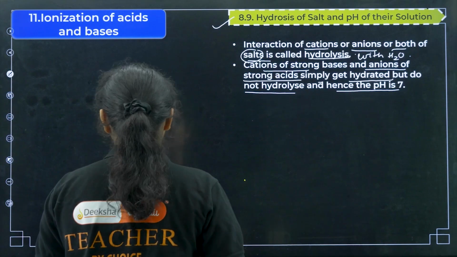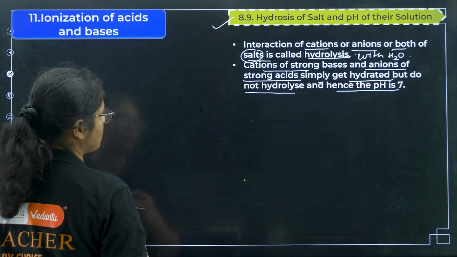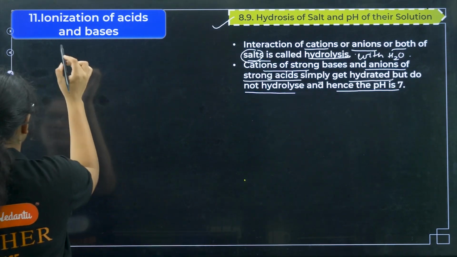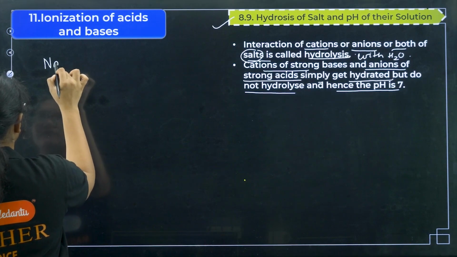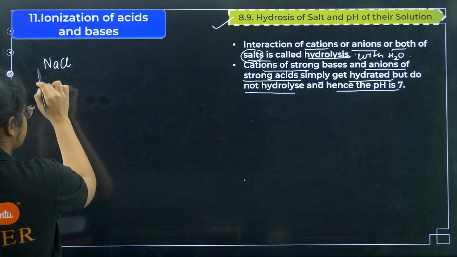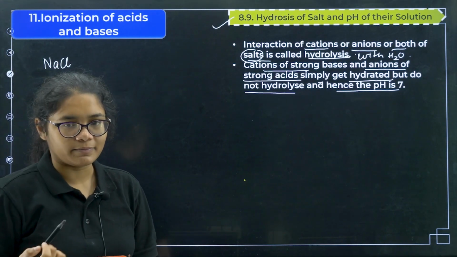Now let us take one example of a strong acid and a strong base. Sorry, we will come back to this. Suppose I have NaCl. NaCl is a salt of a strong acid and a strong base.